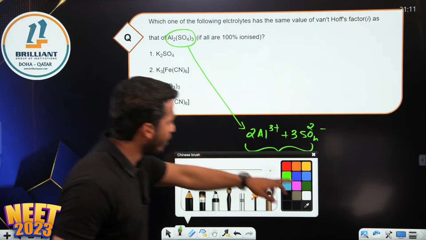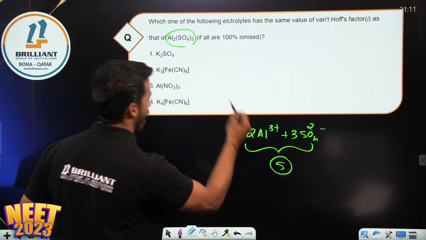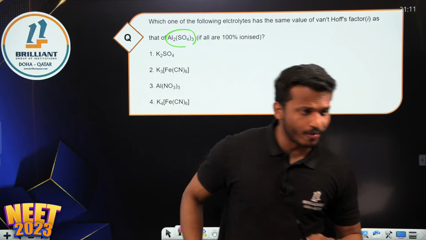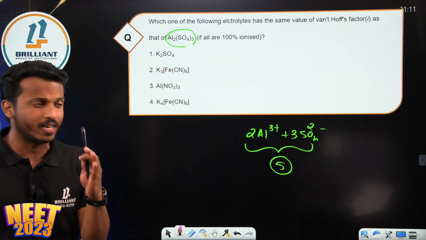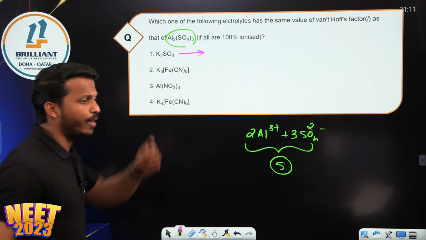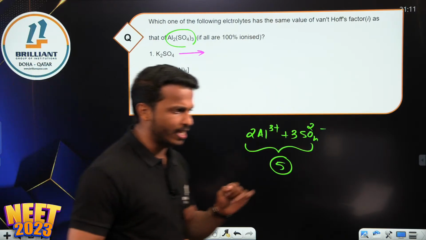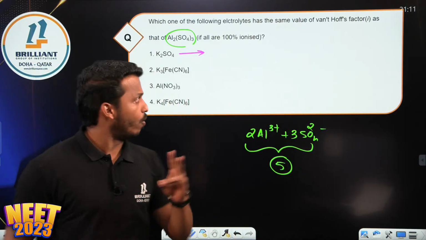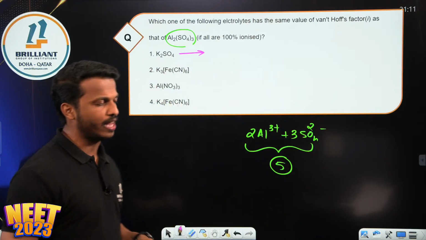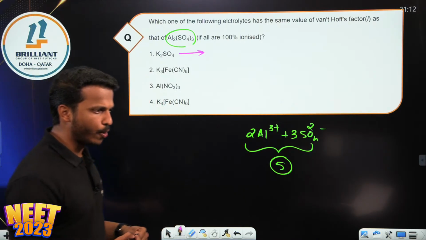So which of the following compounds has an i value equal to 5? Which one has Van't Hoff factor i equal to 5? Let us check K2SO4. Can you tell me what the i value of K2SO4 is? Just type a number. When potassium sulfate dissociates, how many ions can it produce?